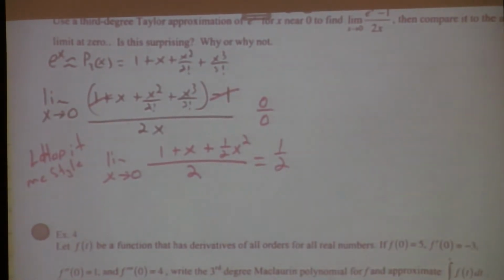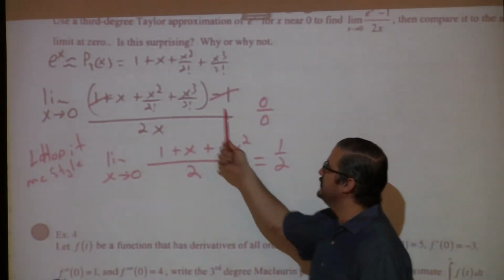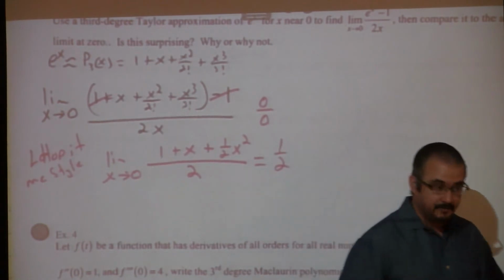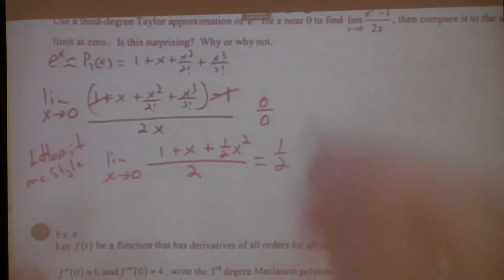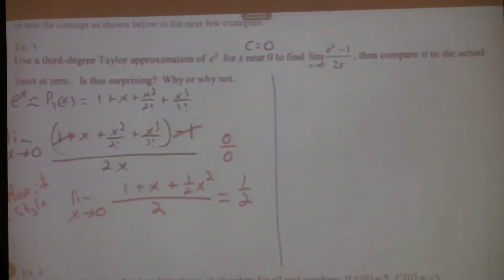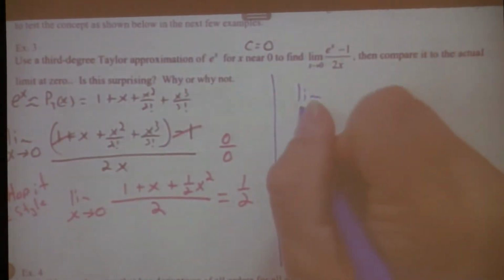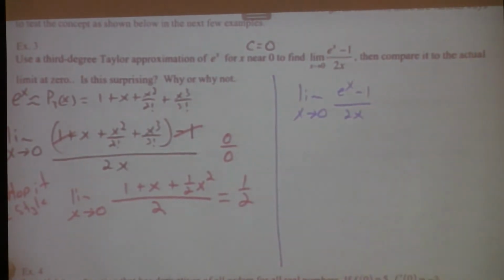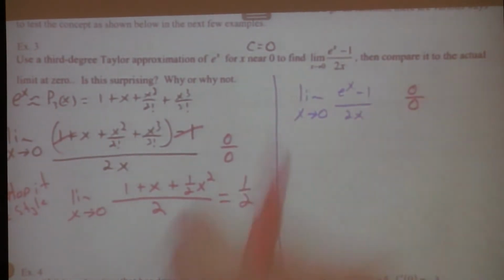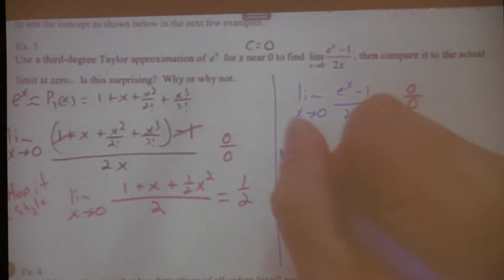Now, did we use e to the x? No, right? We used a small polynomial that was an approximation of e to the x. Let's see what happens if I actually work it out using e to the x. Let's see if we get the same result. What do you think? Are we going to? Yes. So try it out. Plug in 0. What do we get? 0 over 0 again, right? So that means we can do what again? We can L'Hôpital it.